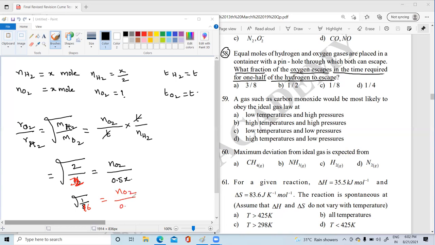by 0.5 x is there. So 1 by 16 is nothing but 1 by 4 equal to n moles of O2 equal to 0.5 moles of x. So take this side, 0.5 moles of x divided by 4 equal to n moles of O2. On simplification, students will get 1 by 8 as the correct answer. The fraction of moles escaped is 1 by 8.